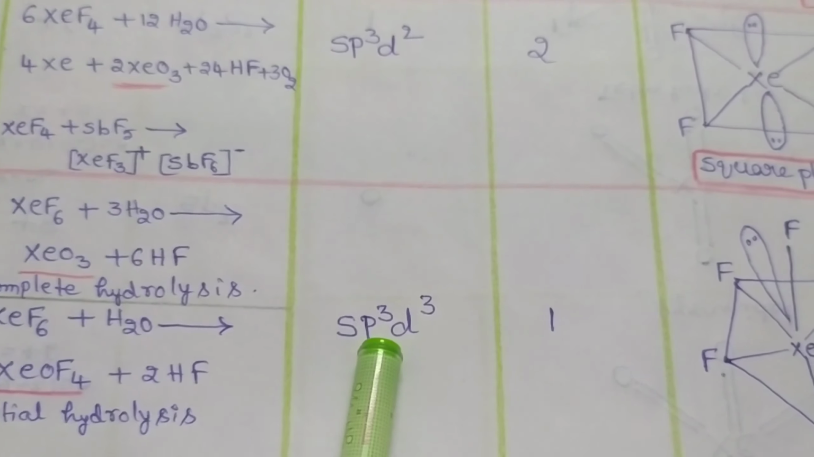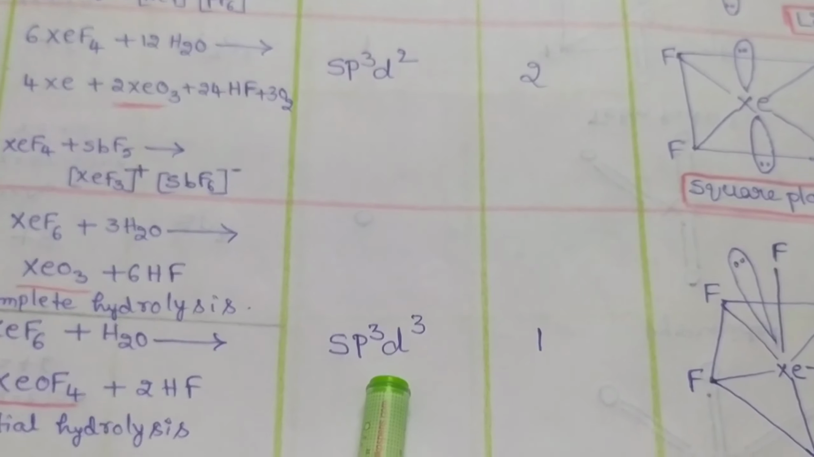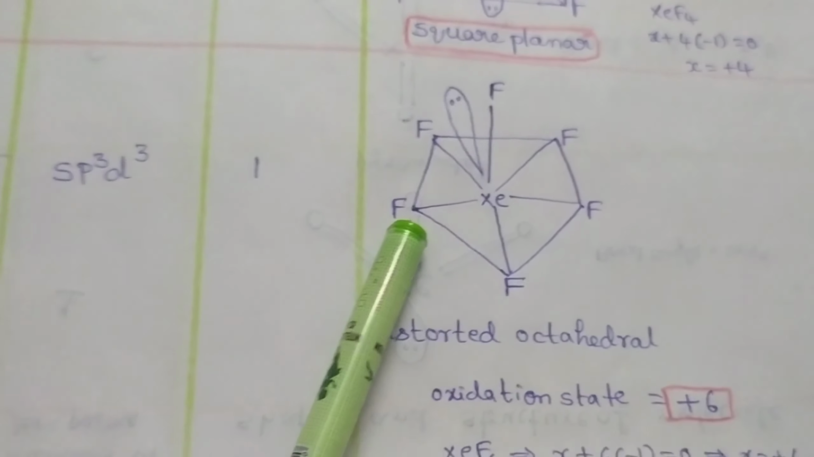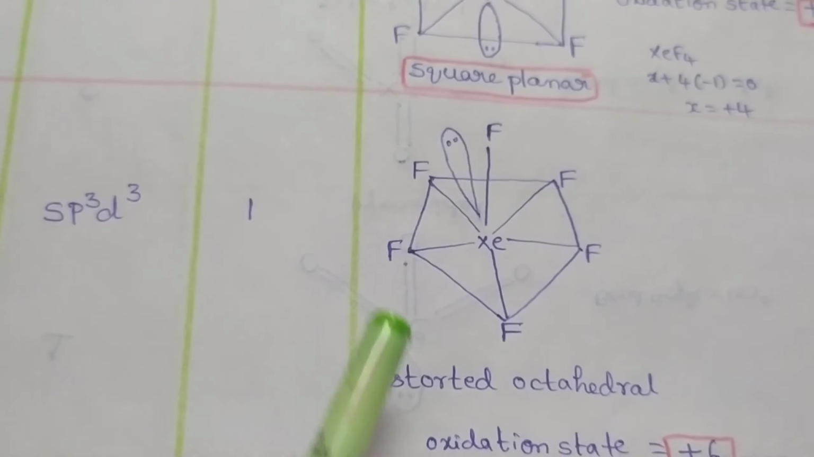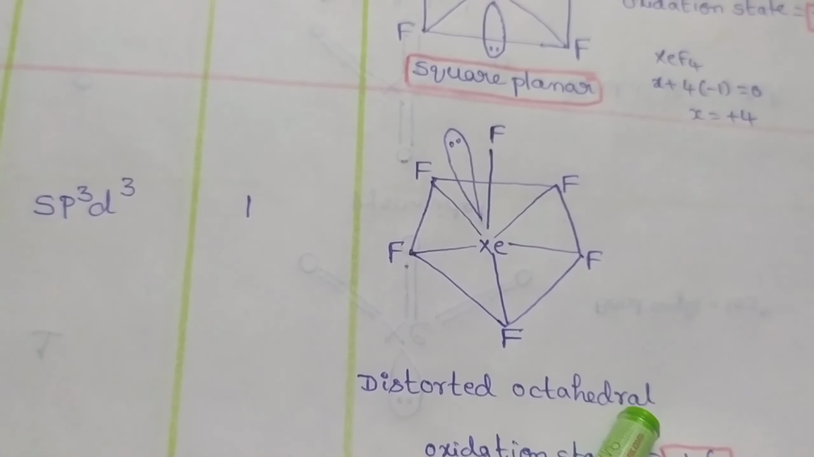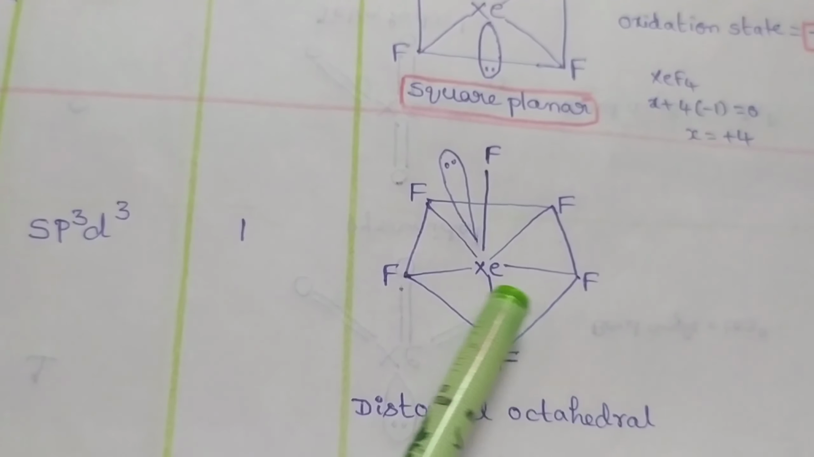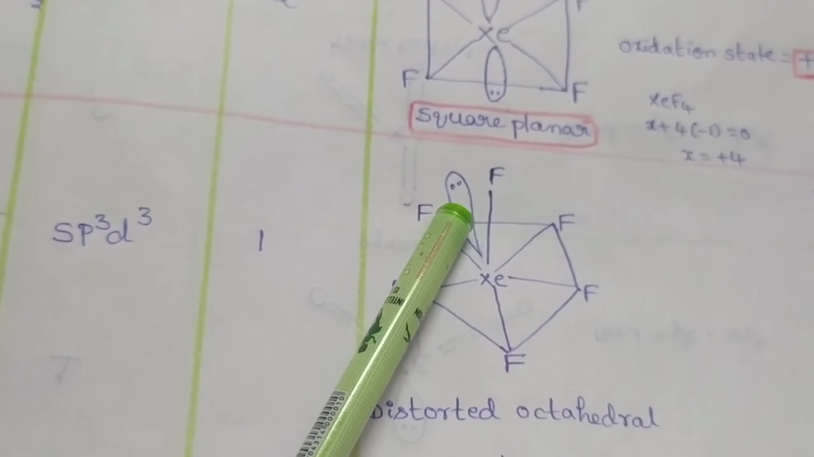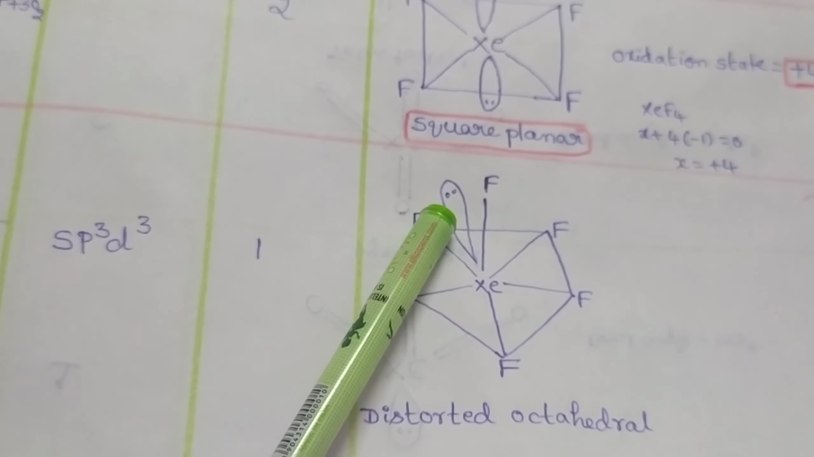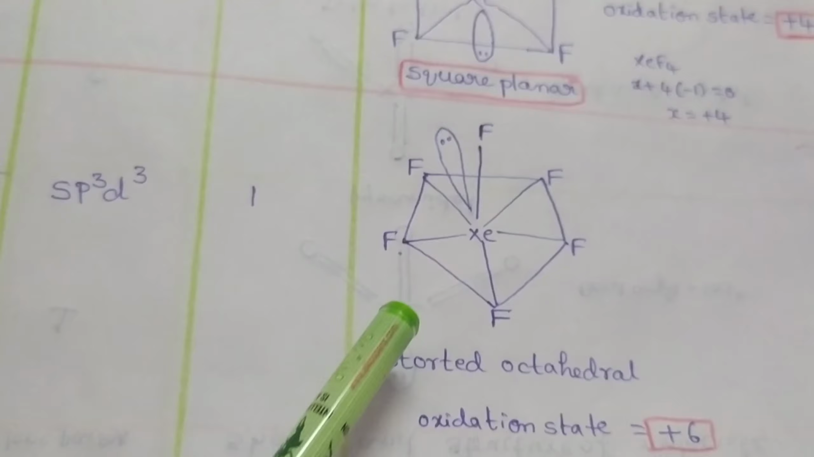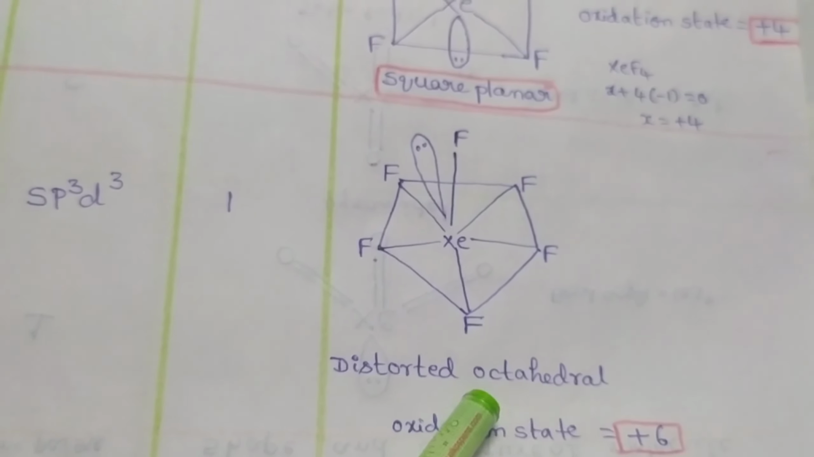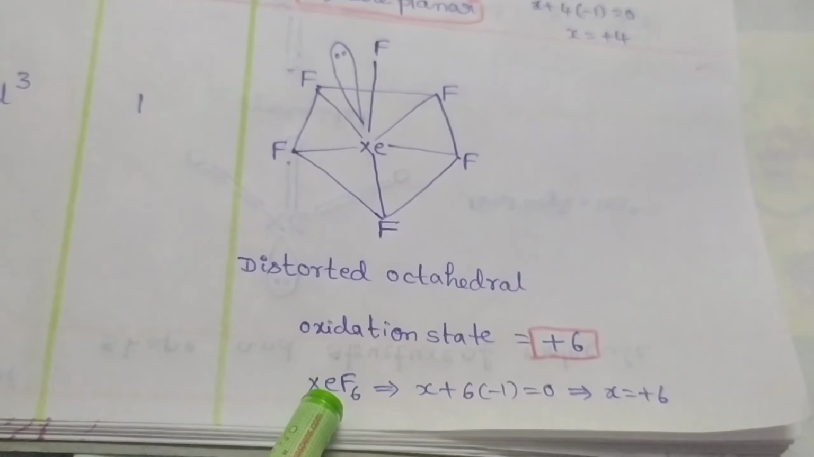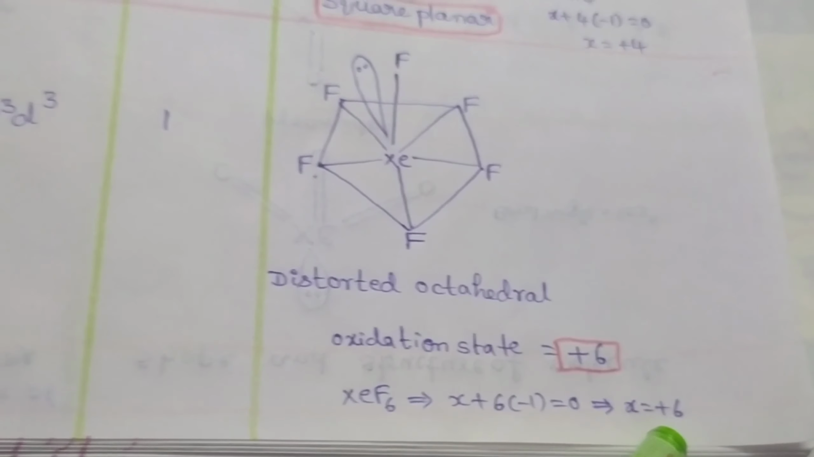Hybridization: xenon hexafluoride shows sp3d3 hybridization. When we observe the structure here, xenon hexafluoride is distorted octahedral in shape, and it has one lone pair of electrons. Due to this lone pair of electrons, it exhibits a distorted octahedral shape. In xenon hexafluoride, xenon shows +6 oxidation state.